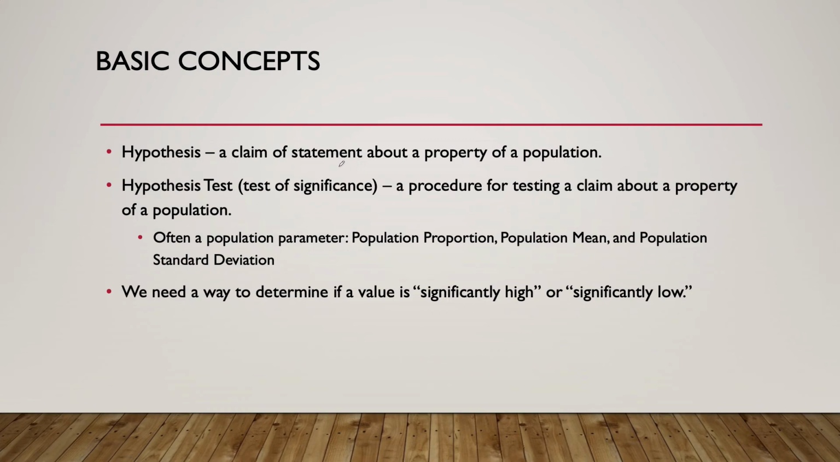A hypothesis test, also referred to as a test of significance, is a procedure for testing a claim about a property of a population. Often a population parameter, population proportion, mean, or standard deviation, although I should probably note it can be other things as well, and we will certainly be looking at those from time to time. They will be noted when they are indeed a hypothesis test. We need a way to determine, though, if a value is significantly high or significantly low, based upon what we're actually looking at, hence why they're in quotation marks.